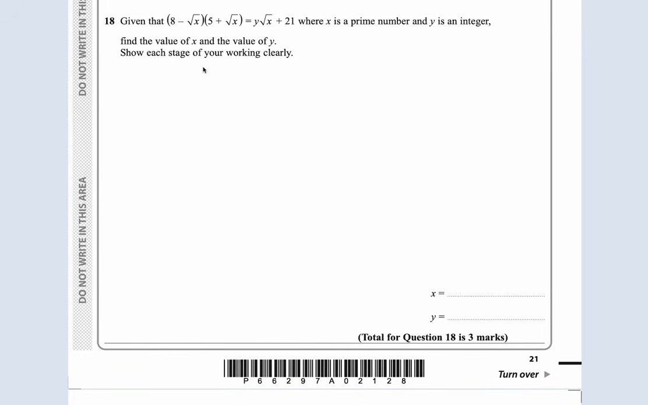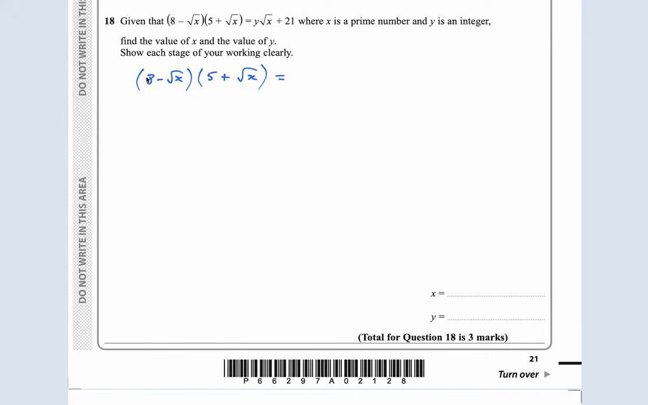Okay, 18. Given that this times this equals this, where x is a prime number and y is an integer, find the value of x and the value of y. Show each stage of your working clearly. Okay, I'm going to multiply, guys, these out. So I'm going to do (8 minus root x) times (5 plus root x).